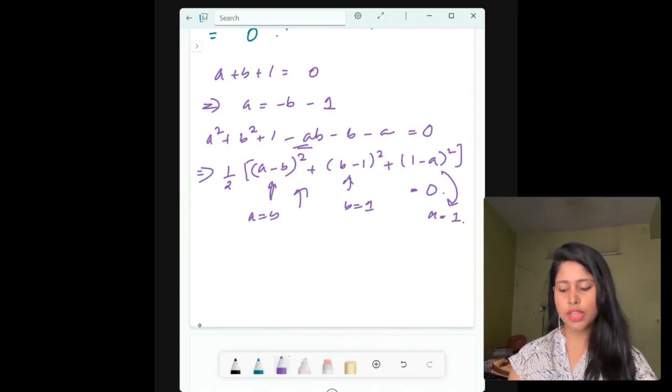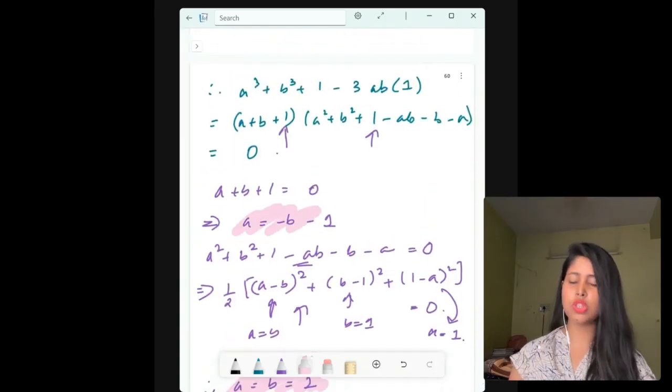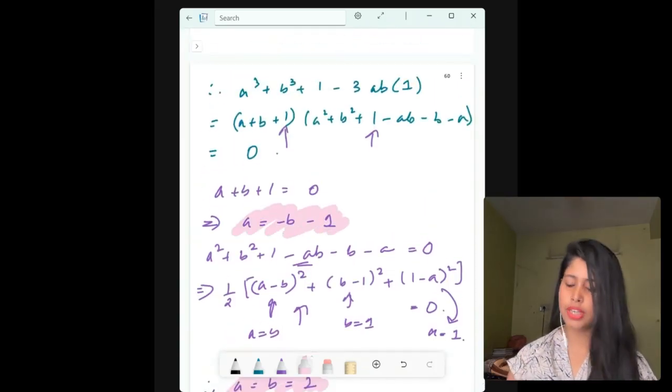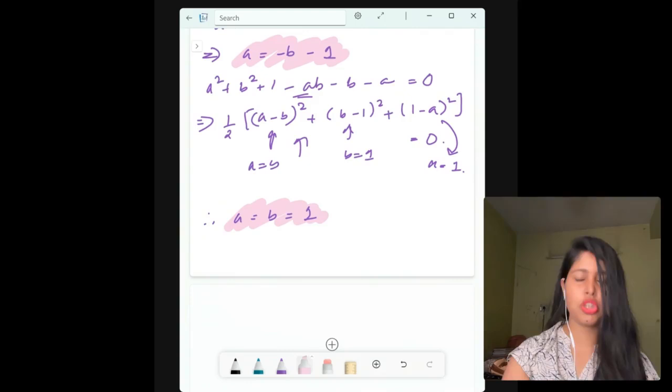So directly we can write that from this equation we get a is equal to b is equal to 1, and this is one of the relations again. The first relation was a is equal to minus b minus 1, right? And the next relation which we get is that a is equal to b is equal to 1. So that is all for the questions on linear dependence and independence.